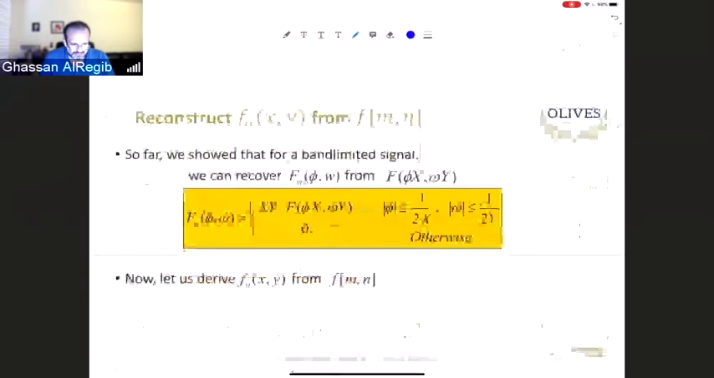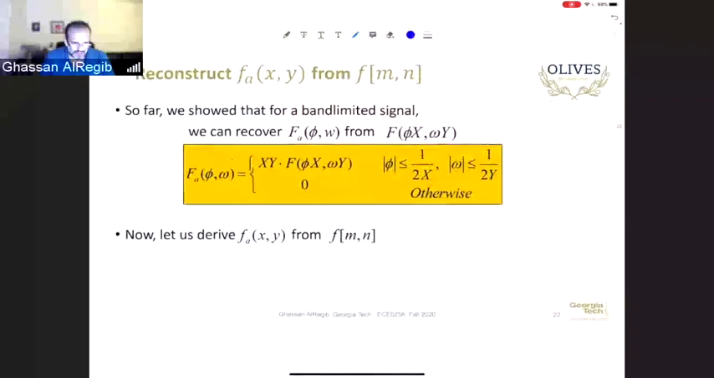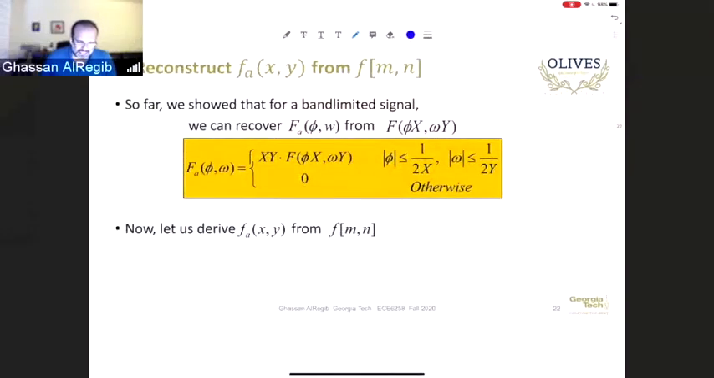So what we showed so far is that for a band limited signal, we can recover capital F sub A from the Fourier transform of the digital signal using this equation here. And keep in mind that implicitly we are using capital X and capital Y that satisfy these conditions.